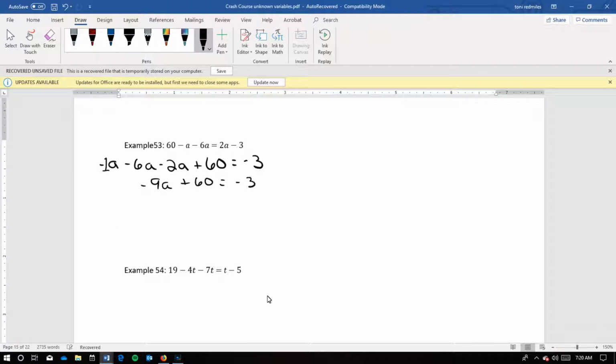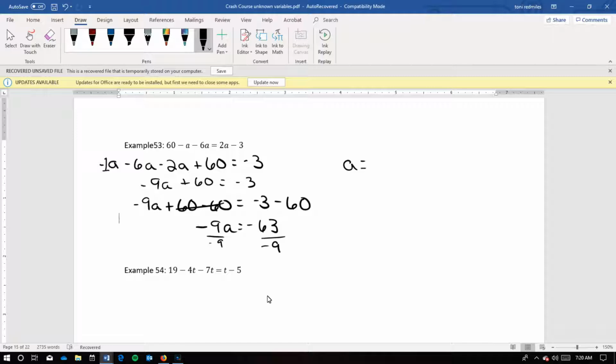The 60 is being added, so to undo it, I need to subtract it from both sides. Divide out the negative 9 on both sides. We haven't had this situation in a while, but 2 negatives make a positive answer, and 6 goes into 63 7 times. 9 goes into 63 7 times.